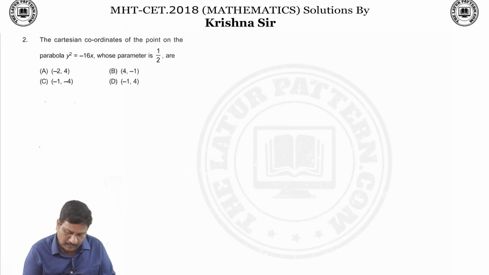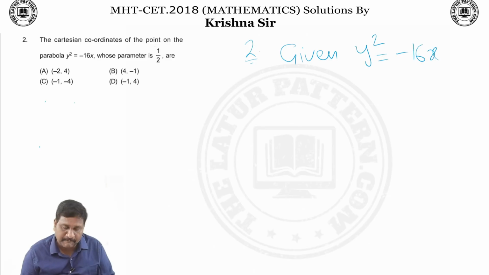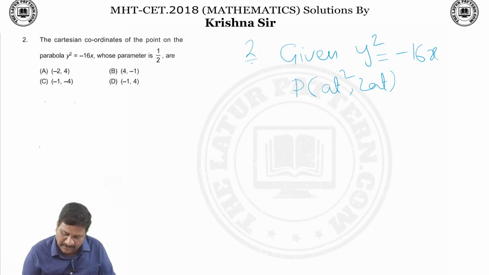Now question number 2. The problem: the Cartesian coordinates of the point on the parabola y square is equal to minus 16x whose parameter is 1 by 2; we want to find the point. So the given parabola is y square equal to minus 16x. The point on the parabola in parametric form is (at square, 2at). From the parabola, 4a is equal to minus 16, then a is equal to minus 4.